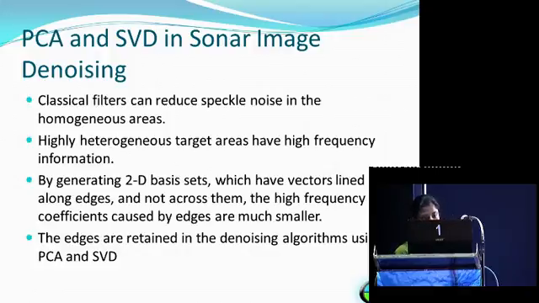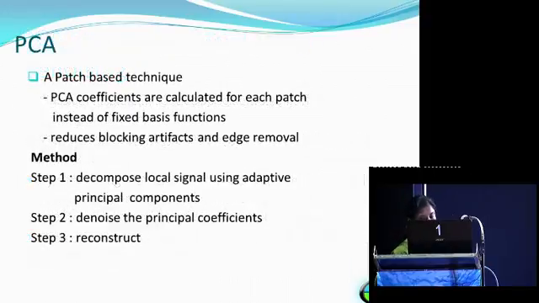The advantage with PCA and SVD is that it will generate a two-dimensional basis set which has vectors lined up along edges. So the high frequency coefficients caused by the edges are much smaller. When we discard the unwanted coefficients, we won't use the high frequency coefficients. In this case, we can say that edges are retained in the denoising algorithms. So basically, in patch-based processing, we decompose the image and get the principal components, then we denoise the principal coefficients and finally reconstruct.